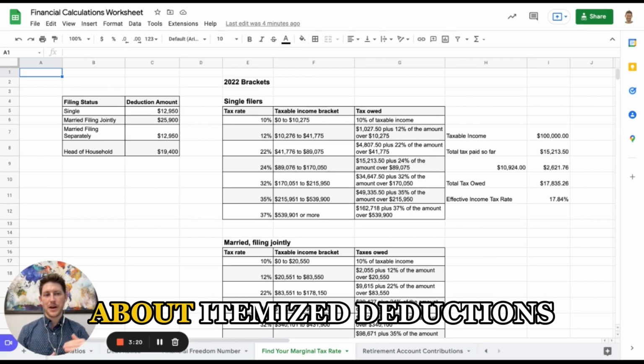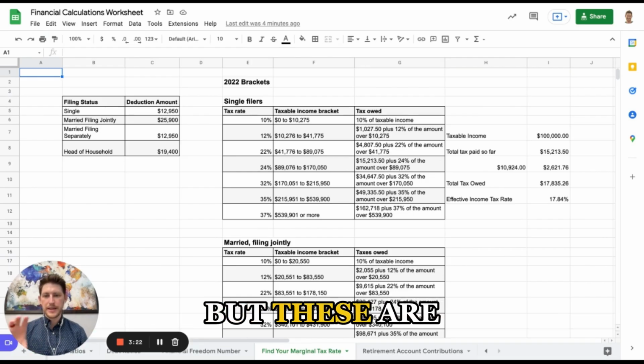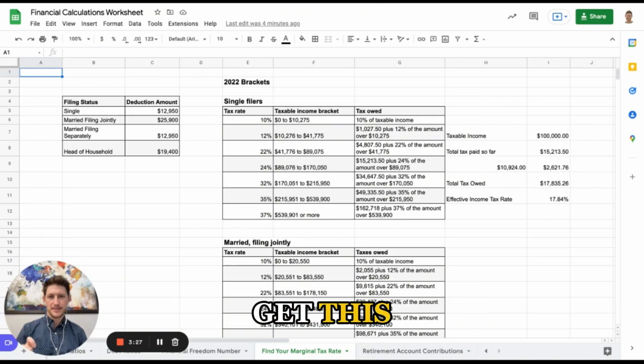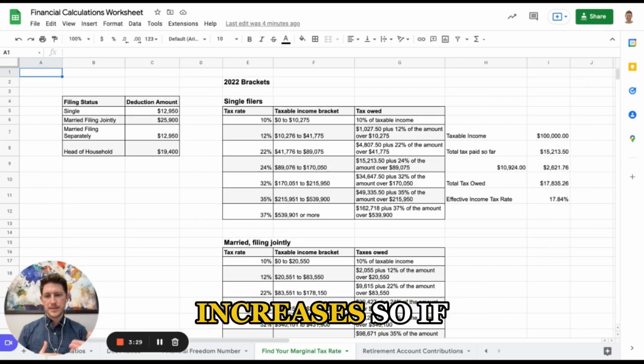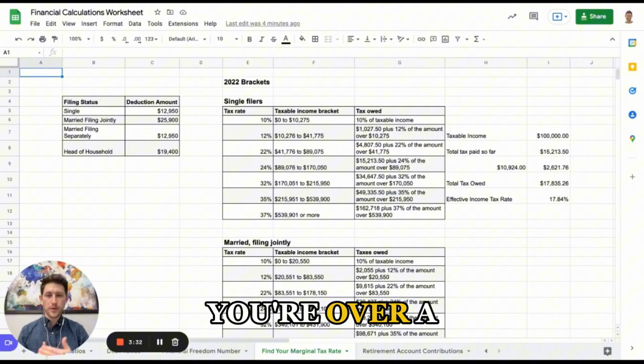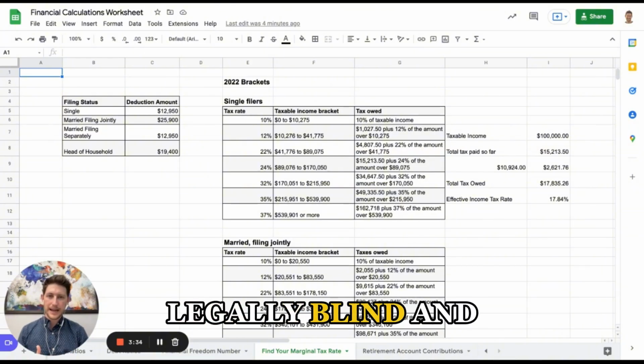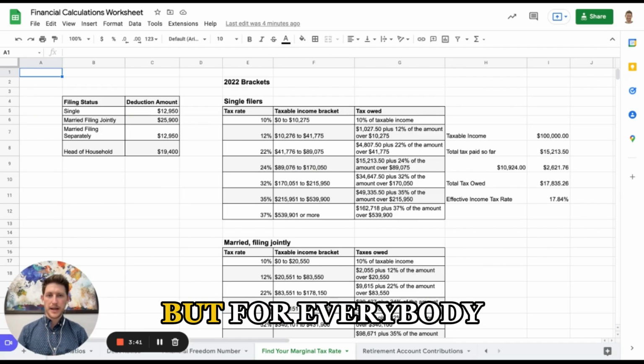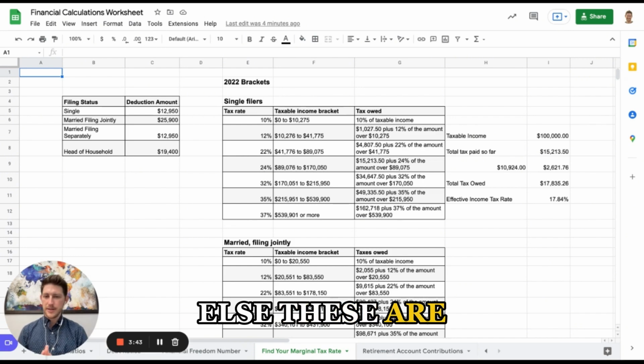Now, I will talk about itemized deductions in a future video, but these are set. These are standard. Everybody in those filing statuses can get this. There are some increases. So if you're, for example, over a certain age or if you're legally blind and things like that, they actually add a little bit to your standard deduction. So if that was your case, you would probably know it. But for everybody else, these are the numbers.